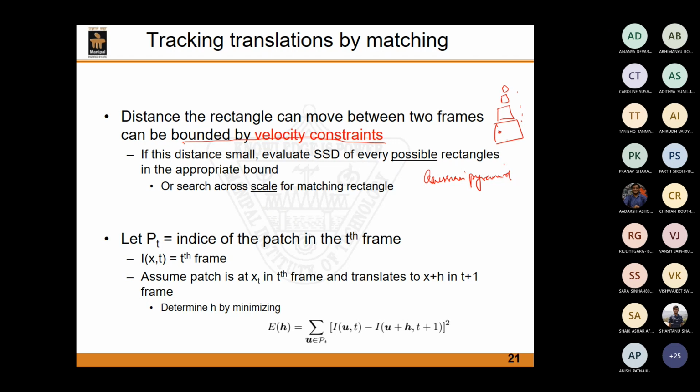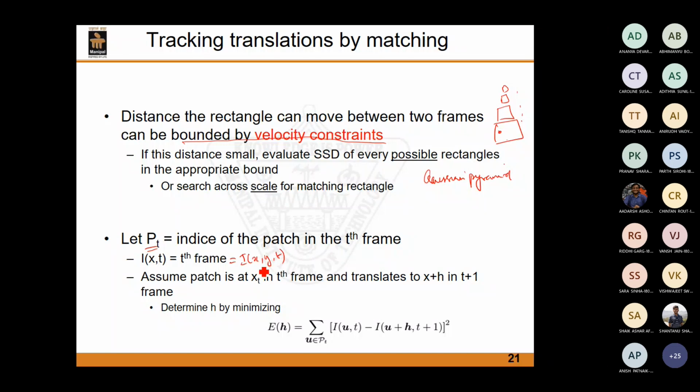Okay, so that's about the tracking by matching. Now let us look at this mathematical equation that you see here. P_t indicates the index of the patch that we are considering. So t refers to the t-th frame, and we are assuming that the patch, the yellow bounding box, is this particular variable P_t. This one here, I(x, t), is the image which corresponds to the t-th frame. So this can also be written as I(x, y, t).